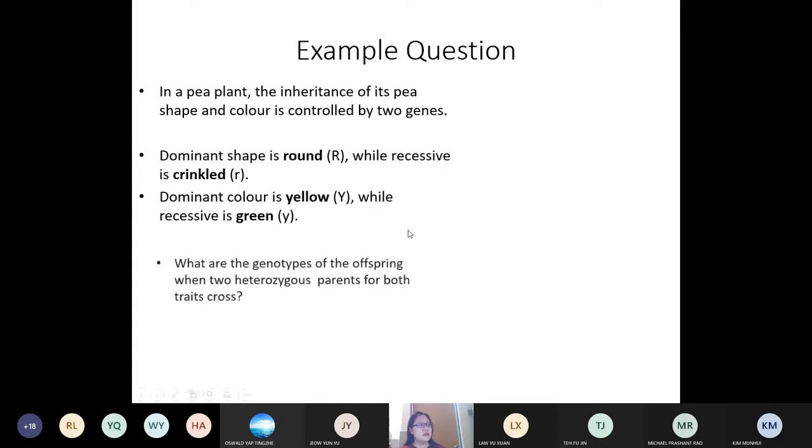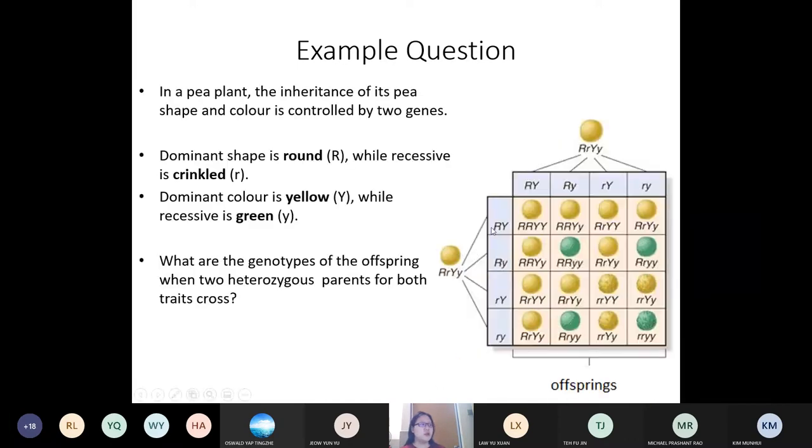So I'm just going to pop up a question here and maybe you can comment in the chat, what genotypes do you think this would result in? Just casually type in the chat so that I know you know what happened yesterday. Oh wait, the genotypes are already up there.